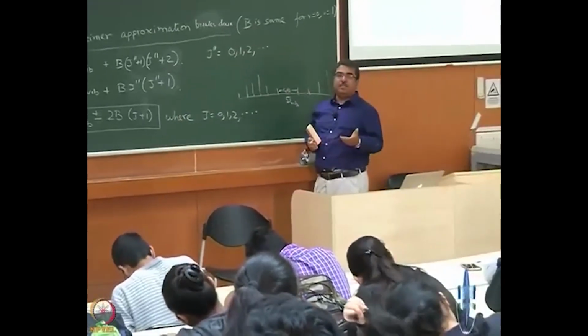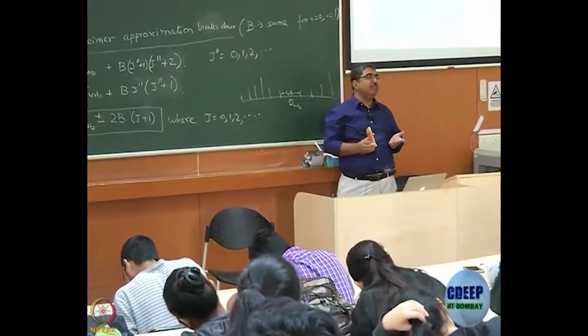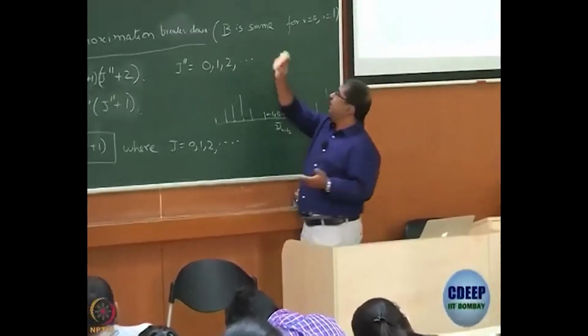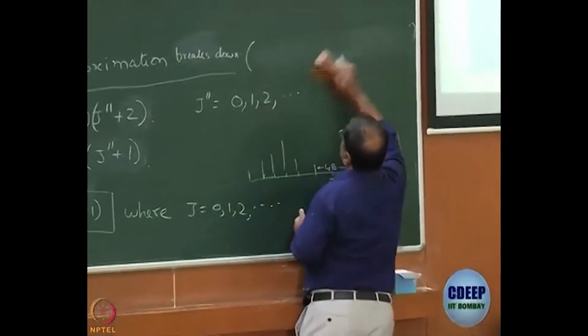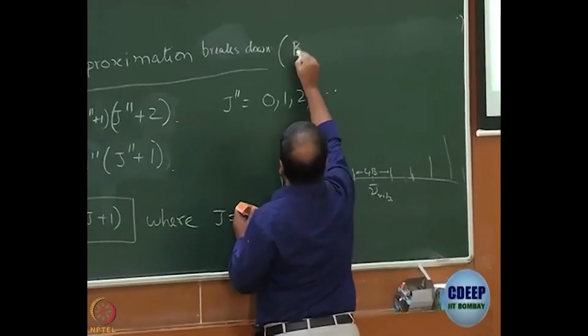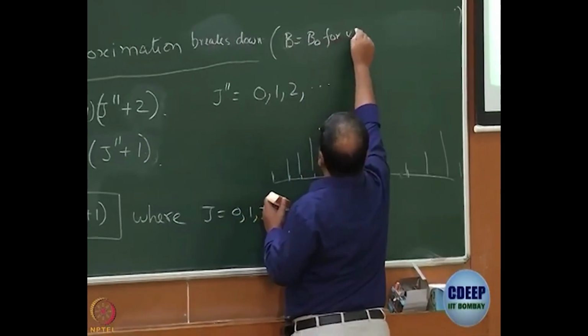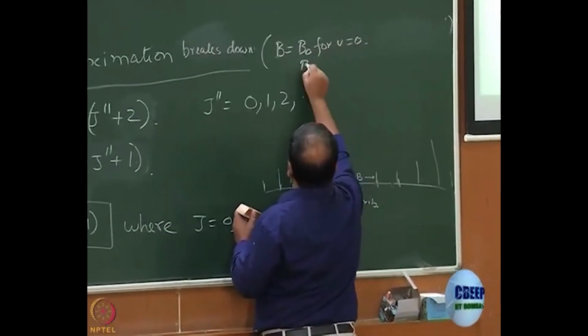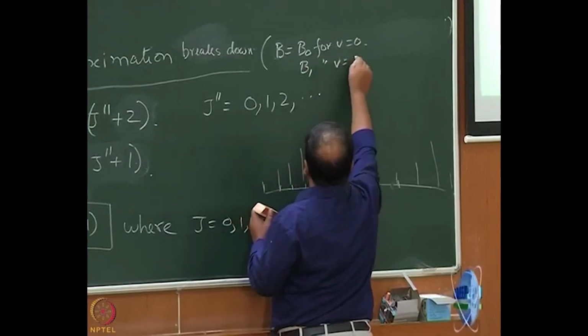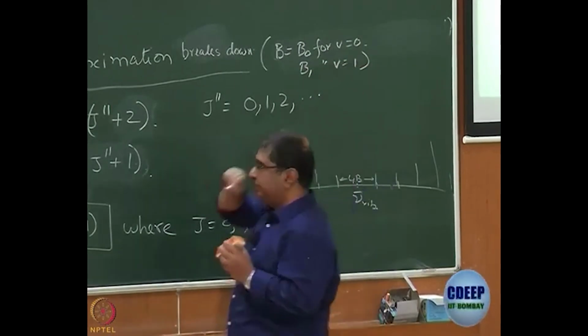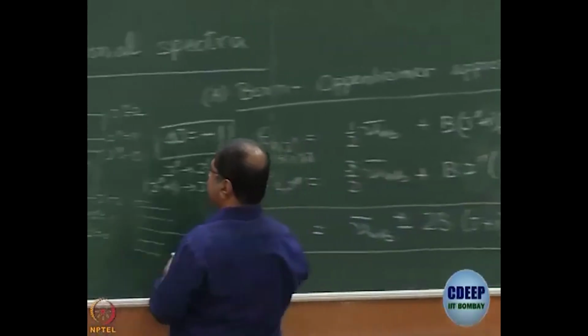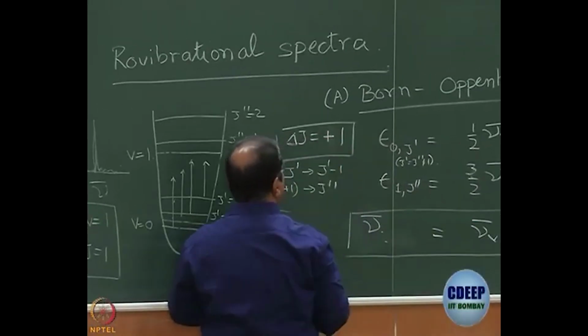So, if the Born-Oppenheimer approximation breaks down, B is not going to be the same for the two vibrational levels. So, let us define like this: B is equal to B0 for V equal to 0, B1 for V equal to 1. Okay. And let us start with once again delta J equal to plus 1.